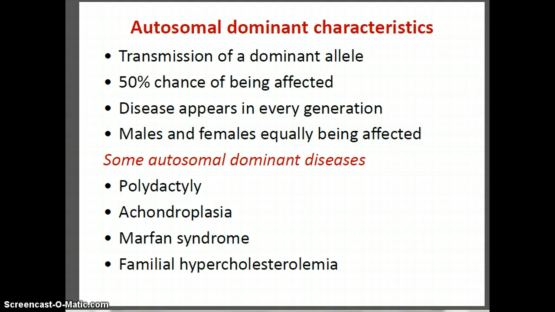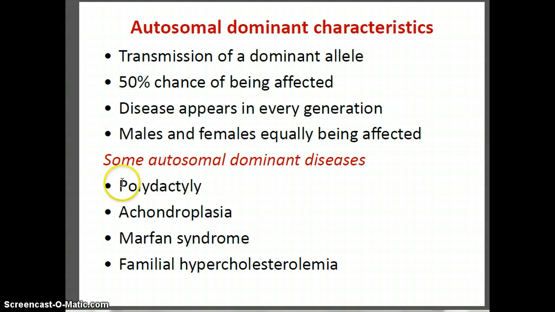All right, so in autosomal dominant characteristics, you would be transmitting a dominant allele, and each offspring would have a 50% chance of being affected by whatever disease condition. The disease would appear in every generation because you might have inherited the dominant gene, and in this case, the dominant gene does produce the disease. Males and females would be equally likely to inherit the disease.